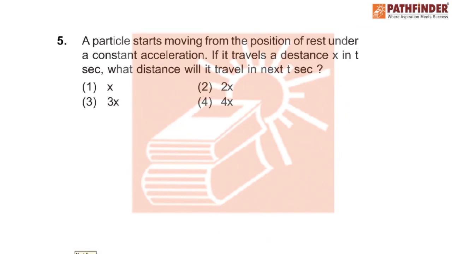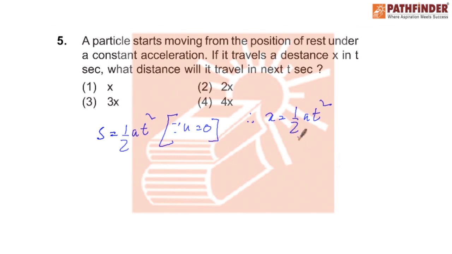Now we have a problem which is based on the application of kinematical equations. As the acceleration is constant, we can write that the distance is half at square, since u is equal to 0 here. So in the first case we can write that x is equal to half at square. Then the total distance traveled in 2t seconds will be x plus y, which is half a into (2t) whole square. So x plus y is equal to 2at square. That is your second equation here.